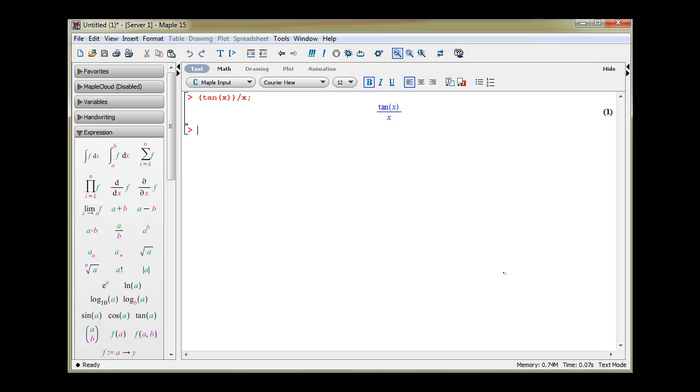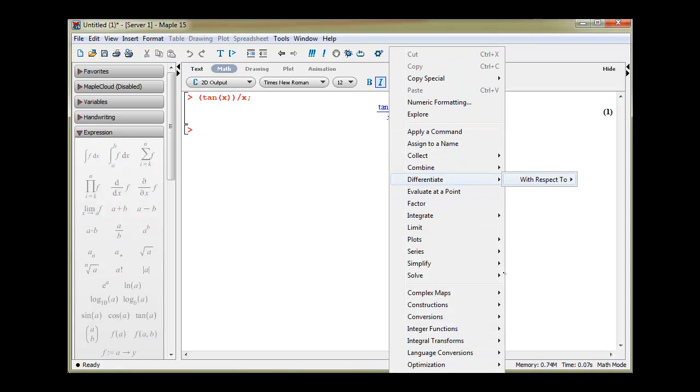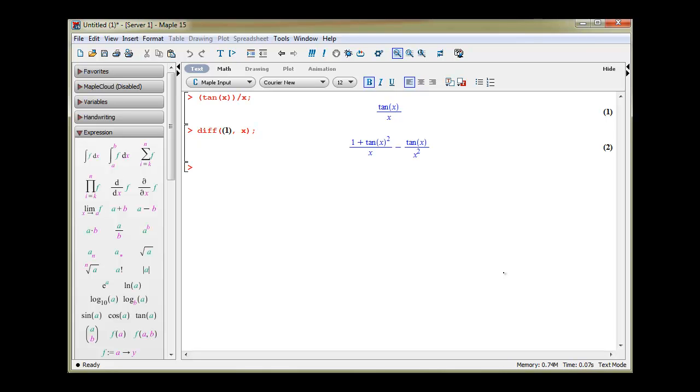Okay. Now I want to find the derivative of this, so I'm going to right click and choose differentiate with respect to x, and there's my derivative. Now this does not look all that familiar. If you recall, we had secants involved in our solution, and we also had x squareds, and here I have x and x squareds and no secants. So we have to try and figure out what's going on here.